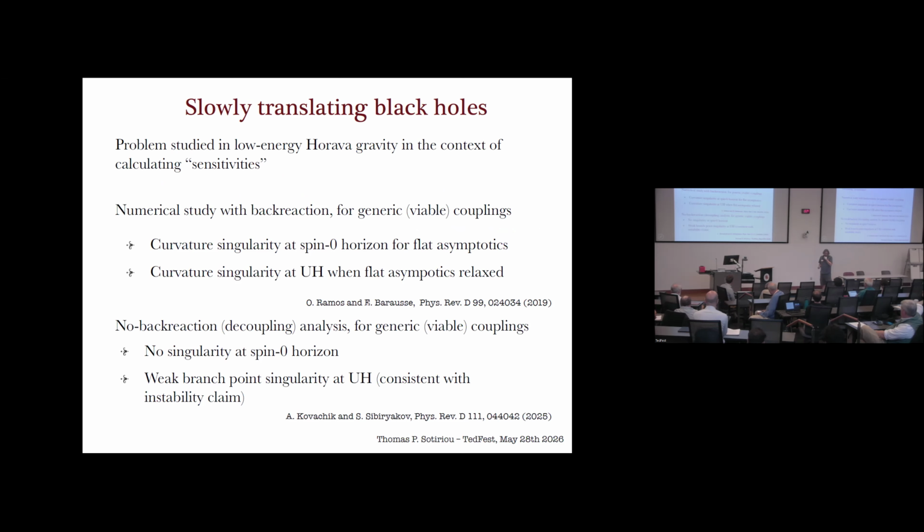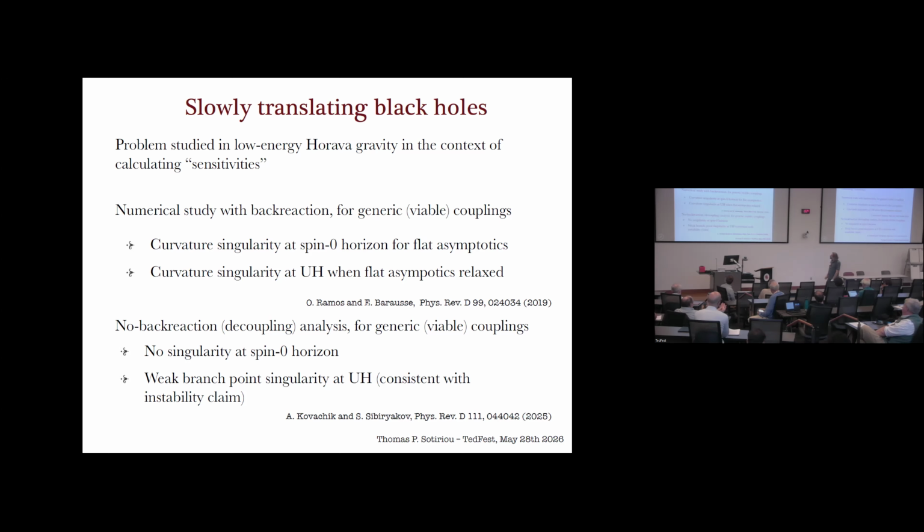Now, an interesting kind of problem arose when people started looking at slowly translating black holes in these theories. The reason they looked at slowly translating black holes is that they were trying to build a framework to constrain Lorentz symmetry with gravitational wave observations of gravitational waves in inspirals. And you need to calculate parameters called sensitivities, which control gravitational wave emission in additional polarizations in the inspiral, and they relate to the additional charges you have. To calculate them, you really need to understand locally how to get the solution for a translating black hole.